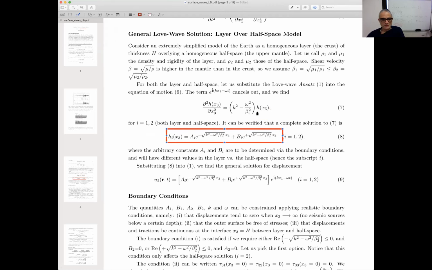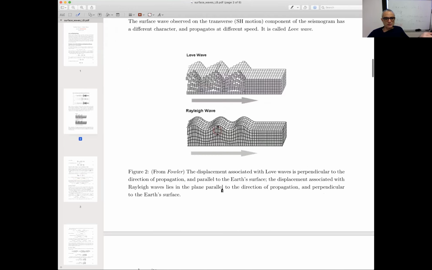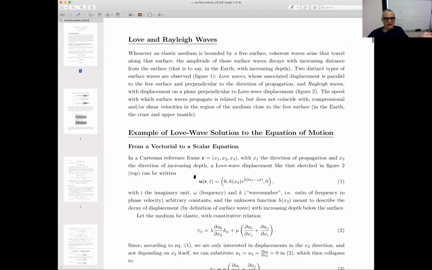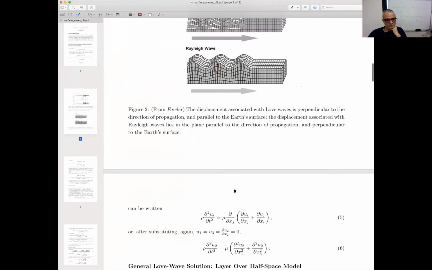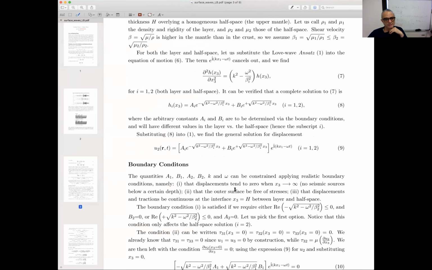All right, so of course, this is just h, so you have to substitute this into the ansatz expression to find u, to find the displacement.